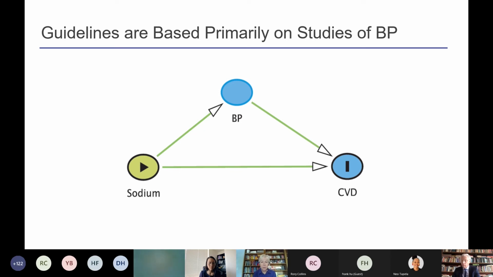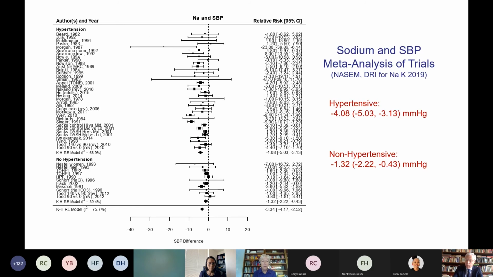So first, looking at a meta-analysis of sodium trials. This was done for the National Academies in preparation for the dietary reference intakes for sodium and potassium a couple of years ago. Looking at trials of sodium reduction, whether through lifestyle interventions, salt substitutes, or salt supplements, there were significant reductions in blood pressure. In hypertensives, the effect was much larger, reductions of 4 millimeters of mercury on average across all these trials, whereas in non-hypertensives, the reduction was much lower, only 1.3 on average.